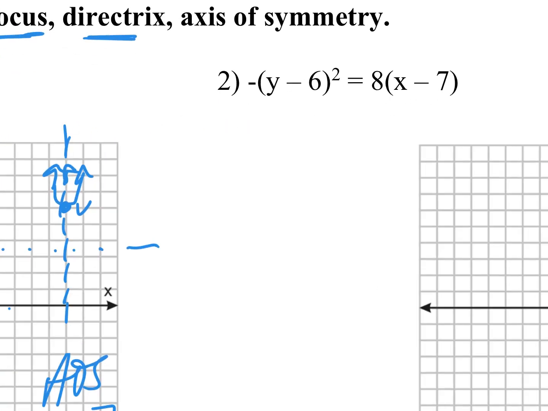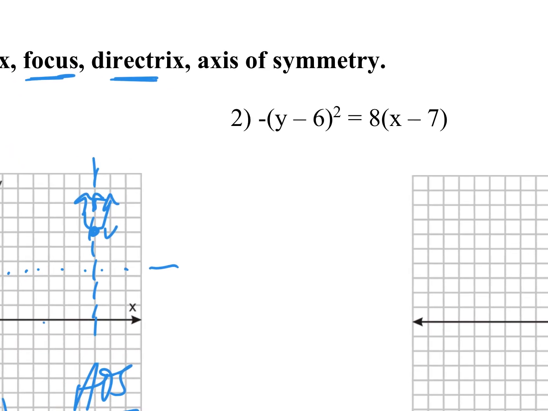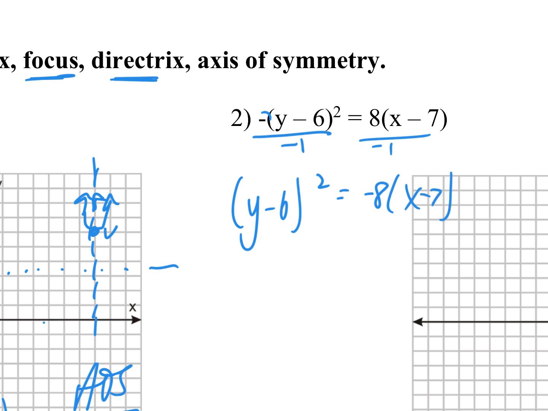All right, let's look at number 2. First thing I see, okay, I have y squared first, but I have this negative sign here. So I need to divide both sides by -1 to get y minus 6 squared equals -8, x minus 7, all by itself.